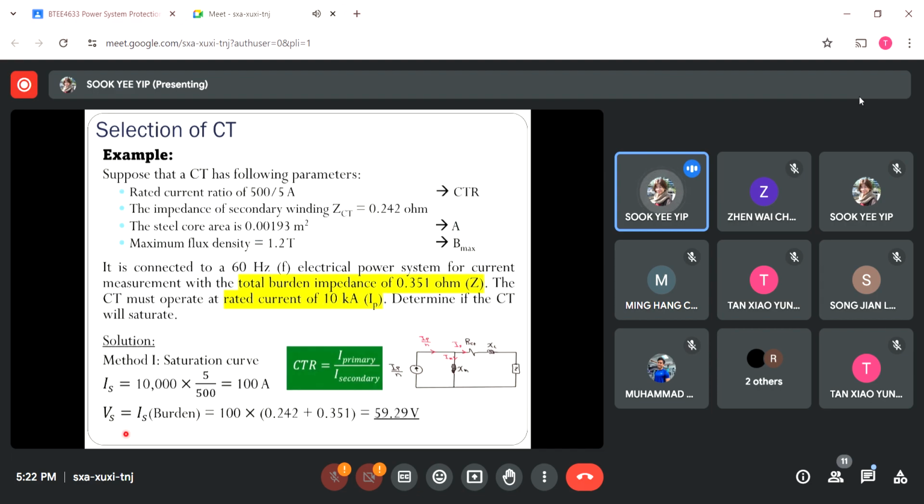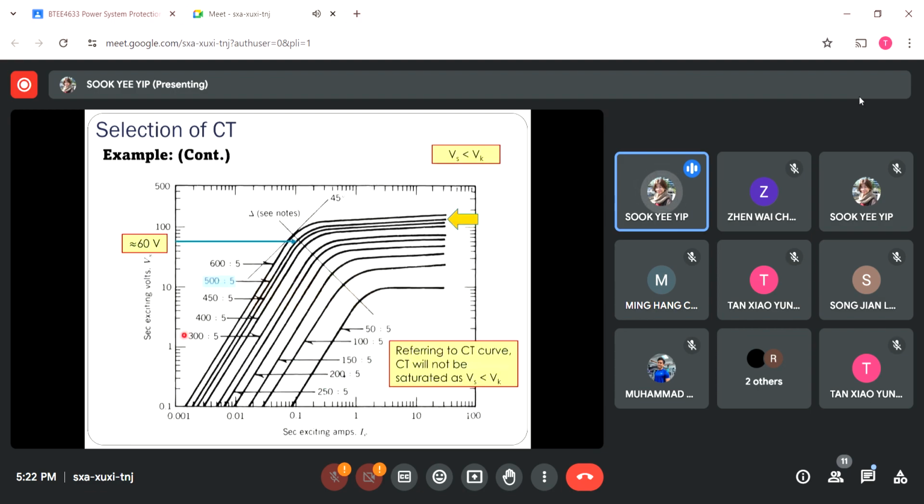voltage generated at the secondary side is 59.29, right? Which is close to 60 volt, correct? So now here is the voltage value at the secondary side. This is the magnetizing current, okay? So now with the value close to 60, so 10, 20, and then you count up to 60 here.